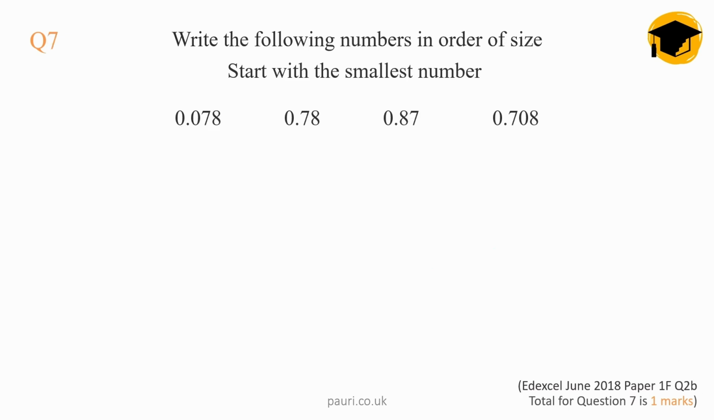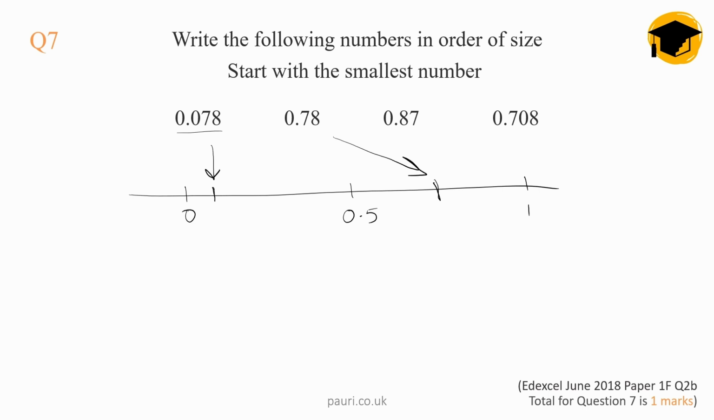Write down the following numbers in order of size, starting with the smallest number. Again, we'll draw a number line to make it a little bit easier. I can see all of my numbers are within 0 and 1. Draw a number line here. The first one, 0.078, that is going to be less than 0.1. That's going to be over here. 0.78 is much further up. 0.87 is even bigger than that.